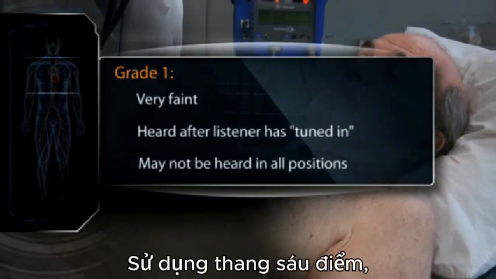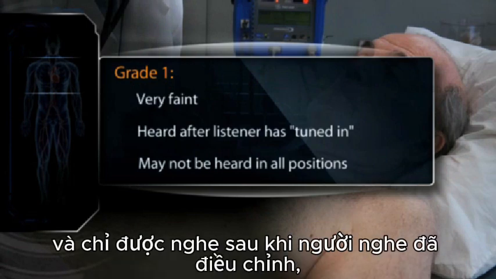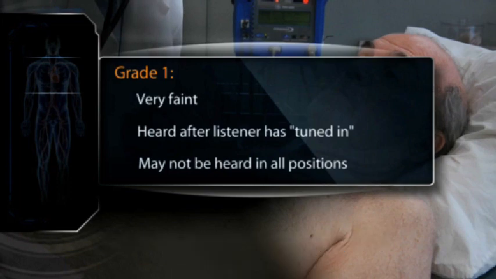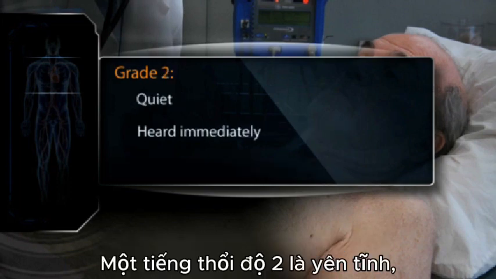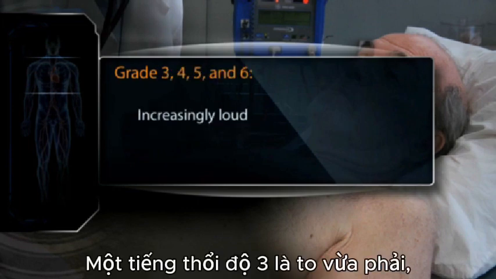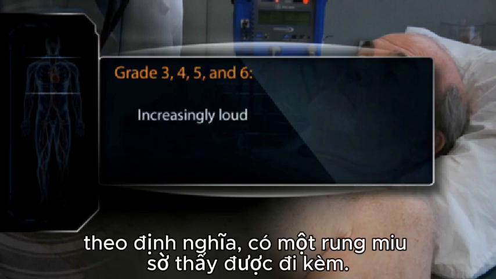Using the 6-point scale, grade 1 indicates a murmur that is very faint and heard only after the listener has tuned in. It may not be heard in all positions. A grade 2 murmur is quiet, but heard immediately after placing the stethoscope on the chest. A grade 3 murmur is moderately loud. And grades 4, 5, and 6, by definition, have an accompanying palpable thrill.